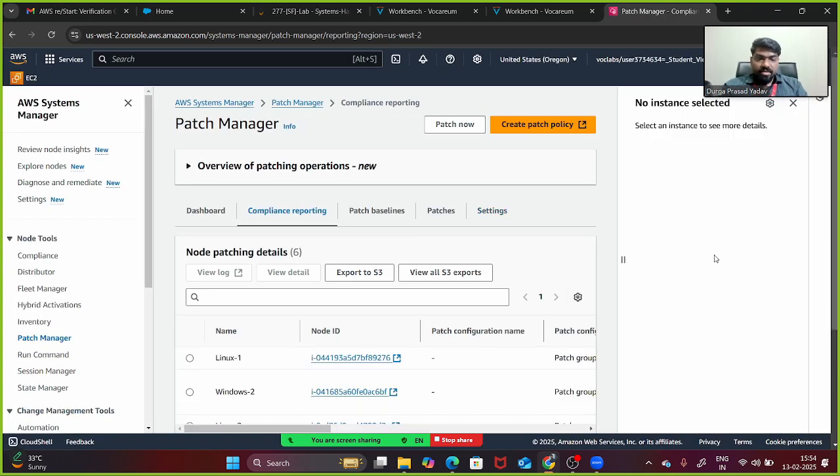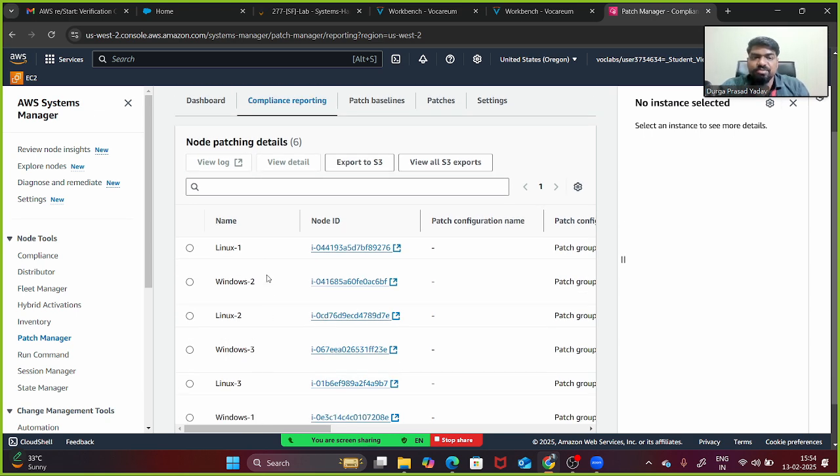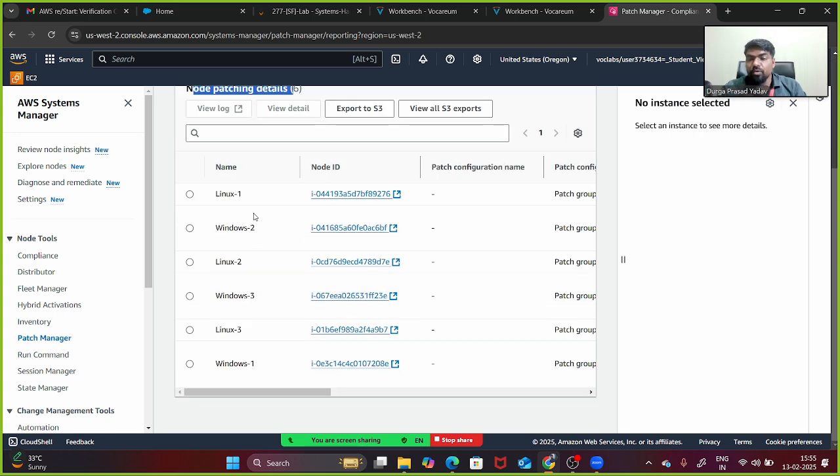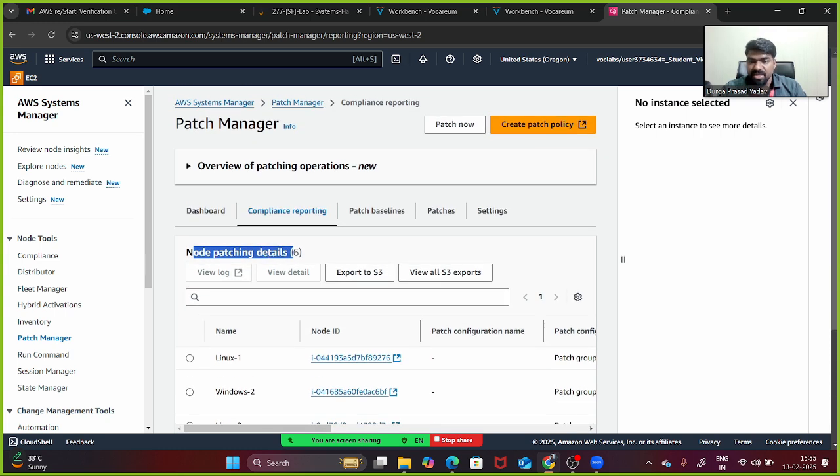And here we are getting our nodes, right? These all are the node patching details. These all are the systems where we can apply the patches. So guys, what all are the patches we do have, where to find out? Once you come under the patch manager, here you are able to see the node patching, how many nodes you have, and you can apply the patches. There are 6 which are coming under the compliance reporting.